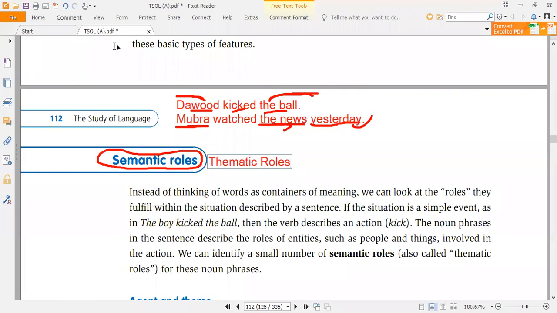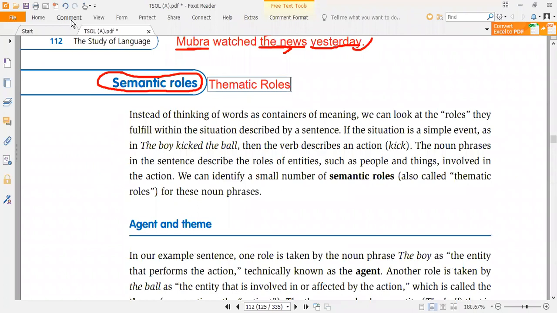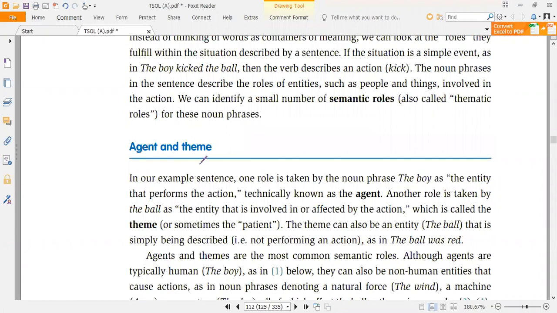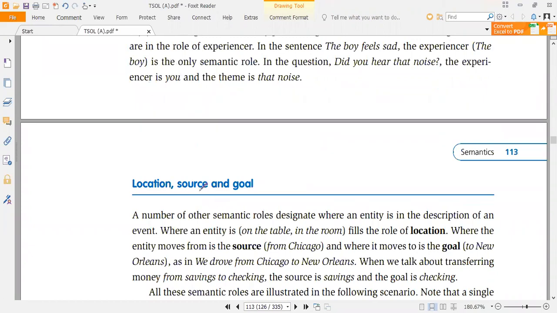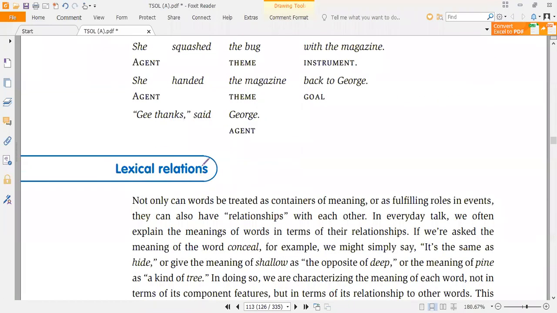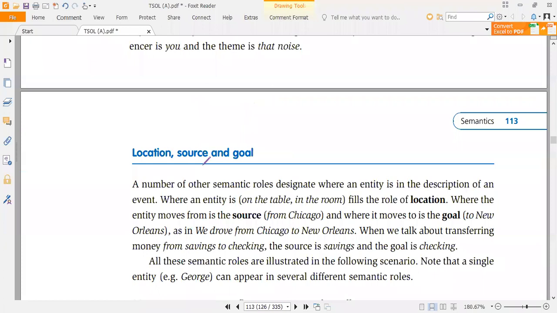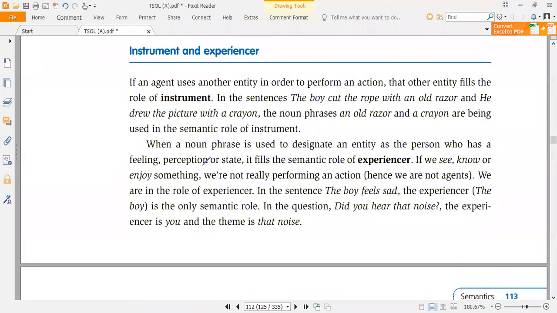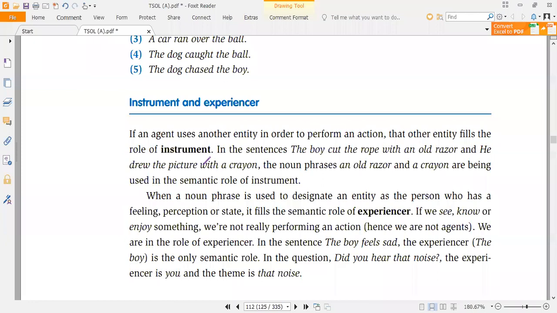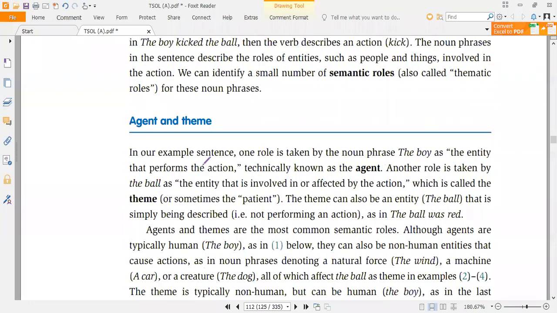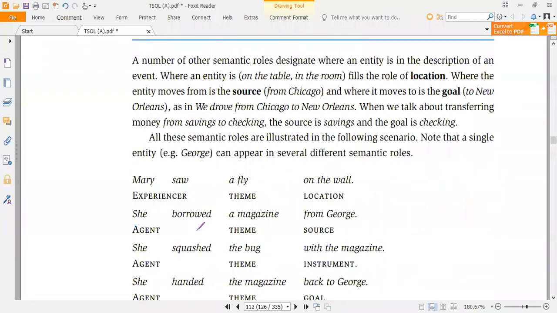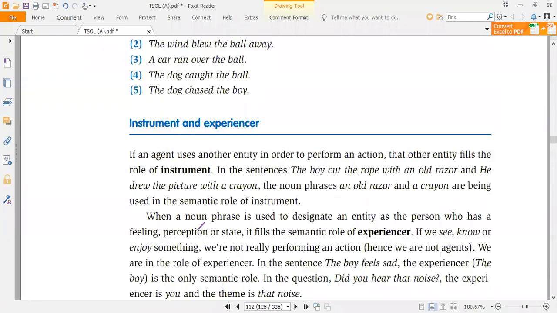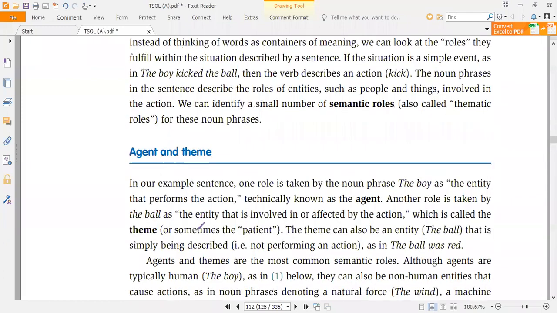Now, some basic semantic roles include agent and theme, instrument and experiencer, location, source, and goal, and some others such as purpose and time. Many others are there, and then we have got theta role, but we'll talk about only these few which are mentioned here, and we'll talk about purpose and time as well. Yes, starting with agent.